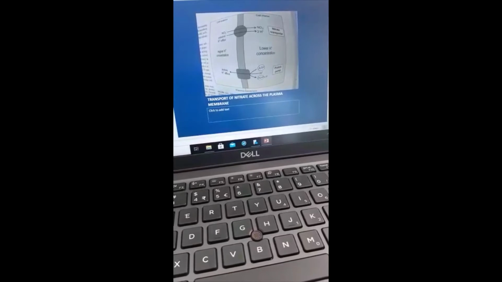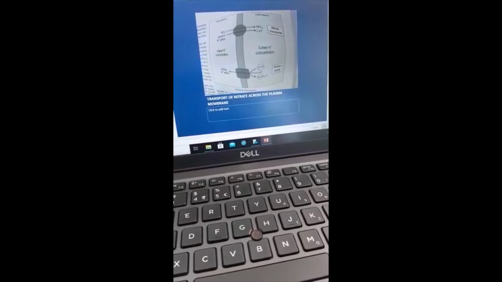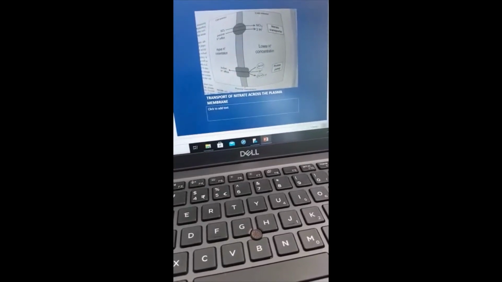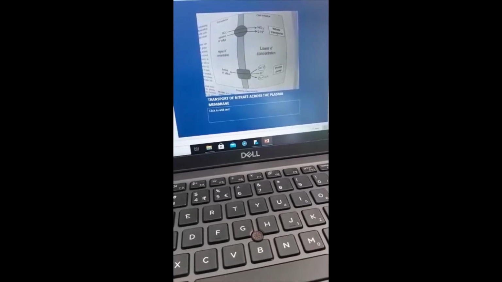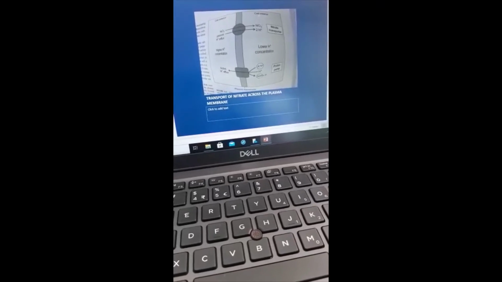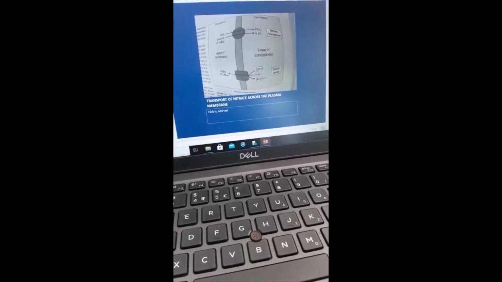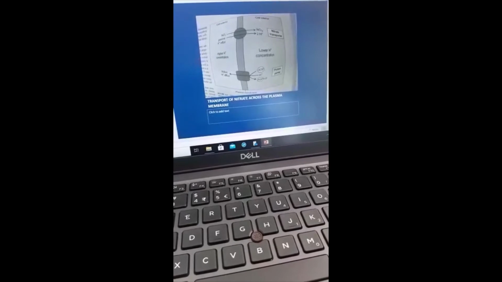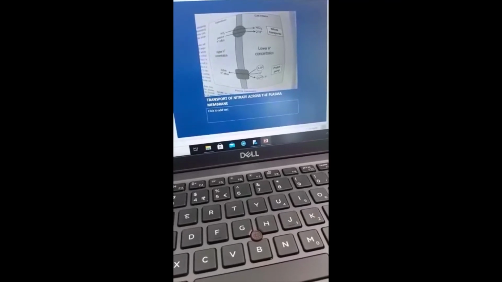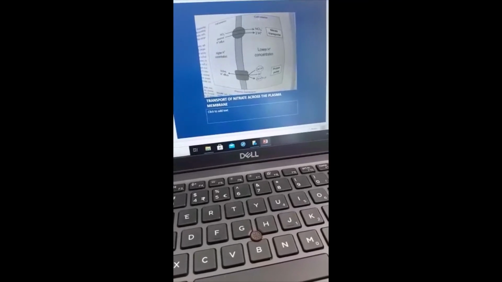I'm gonna skip this slide. It is just showing you the nitrate transporters, how they operate as symports or uniports, but don't worry much about this slide. I'm skipping it. You can also skip it if you wish to.